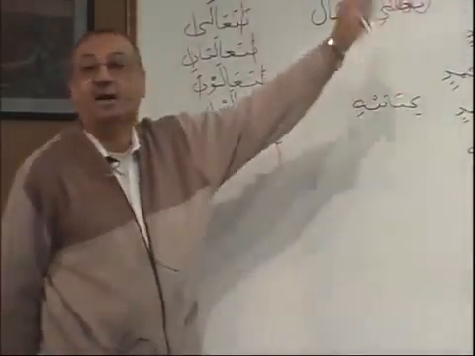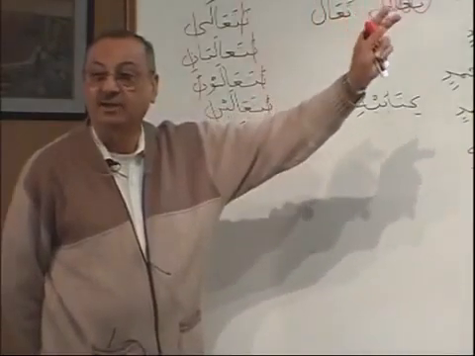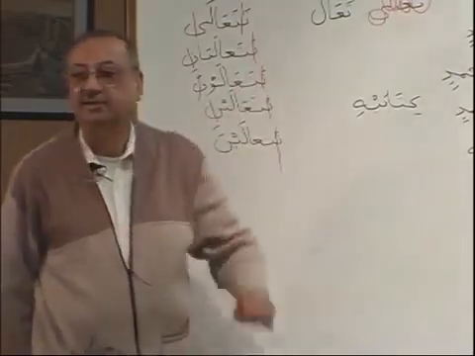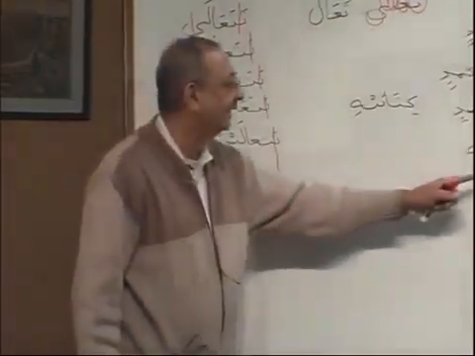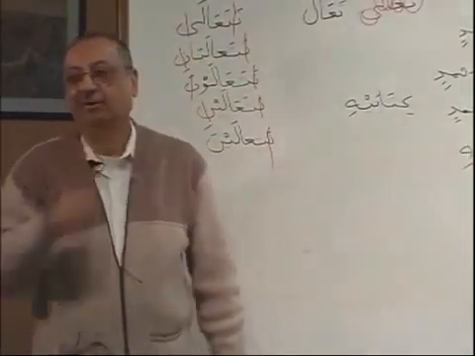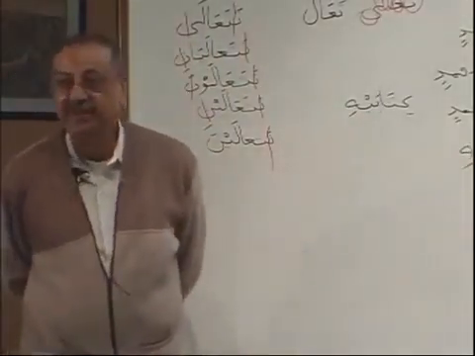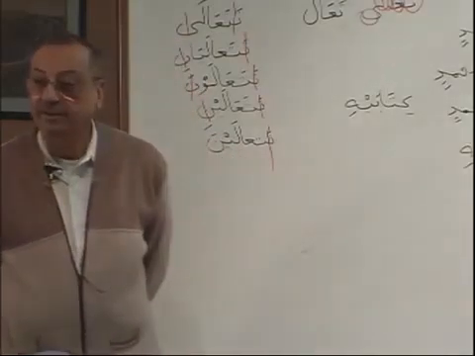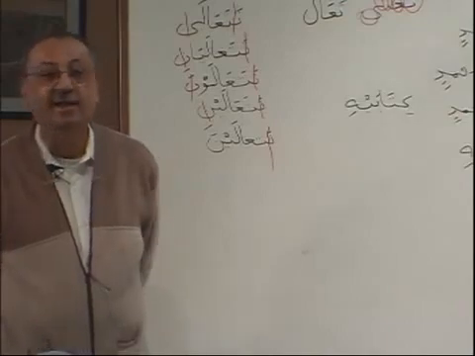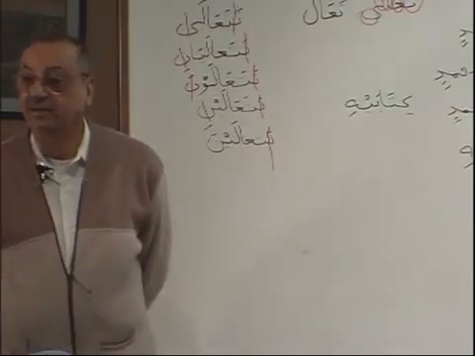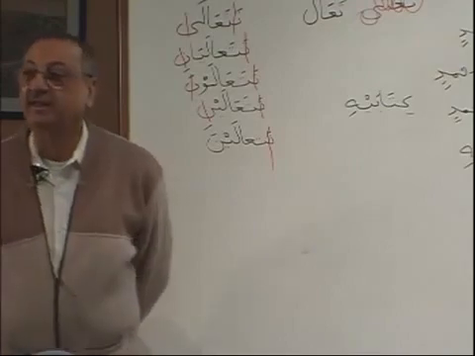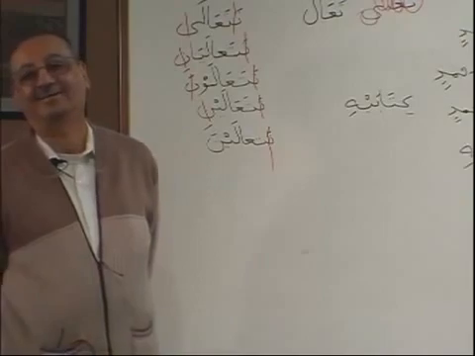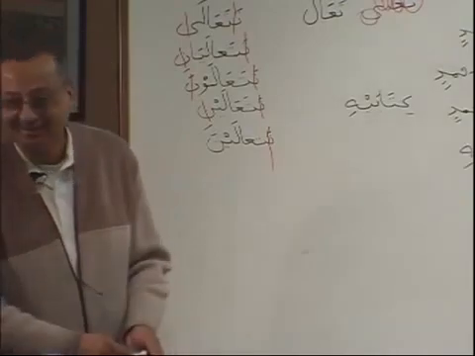Just like we say kitabun with tanween and then we say kitabu. One dhamma was dropped in the singular. Okay, now we say kitabaihi. Ready, brothers and sisters? Kitabaihi, kitabaihima, kitabaihim, kitabaiha, kitabaihima, kitabaihinna, kitabaika, kitabaikuma, kitabaikum, kitabaiki, kitabaikuma, kitabaikunna. Now, again, ya mutakallim came.